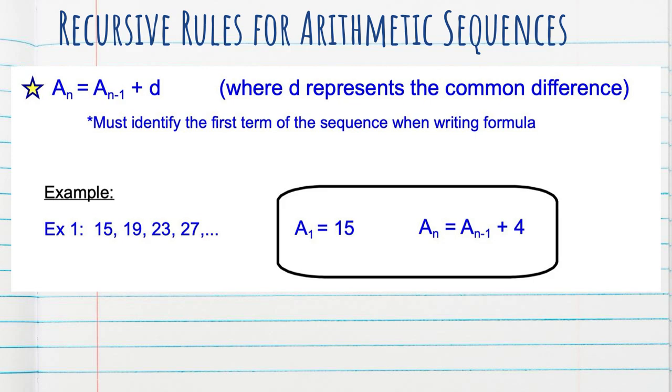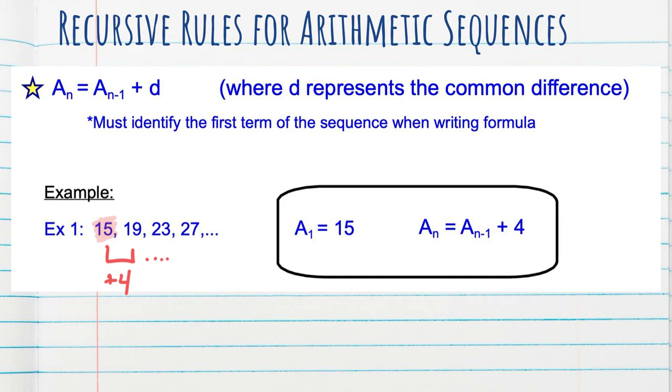For example, down below here, we have an arithmetic sequence. We see that the common difference here, we're going from 15 to 19. That's a pattern of plus 4, and this continues on. We could quickly verify that. And then we see, obviously, our first term is 15. So these are really the only two things you need to know when writing a recursive rule. What is the common difference and where is your first term? If you have both of those, you can piece everything else together from there.